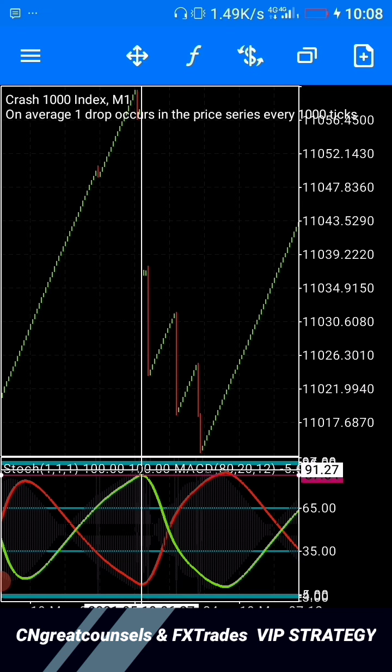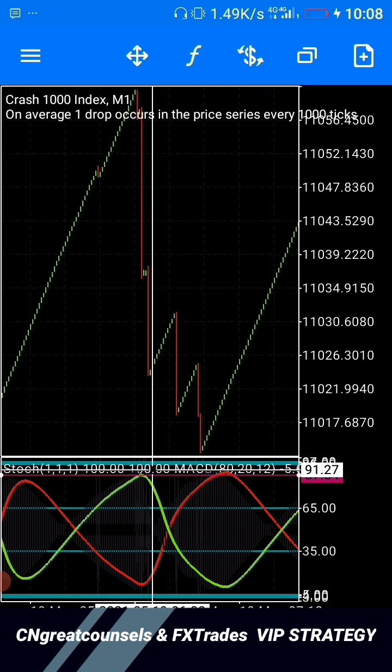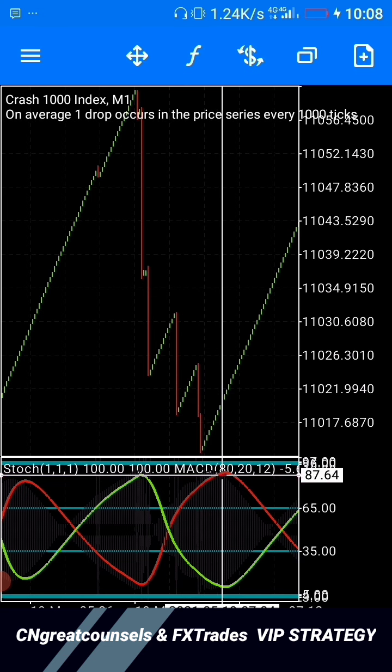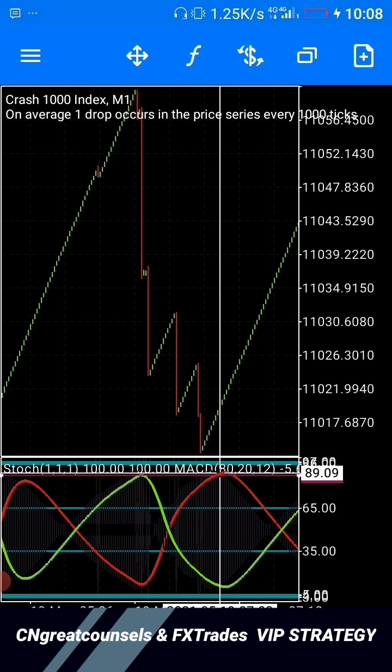Remember, you placed it on top of the green line, and at that time the red line has not gotten to that point, but you wait for the red line to cut the horizontal line, and as soon as it appears up, place your trade, okay? And for Crash 1000, you take between 10 to 15 candlesticks and you're out of the market. For Crash 500, you take between 4 to 6 candlesticks and you are out of the market, okay?